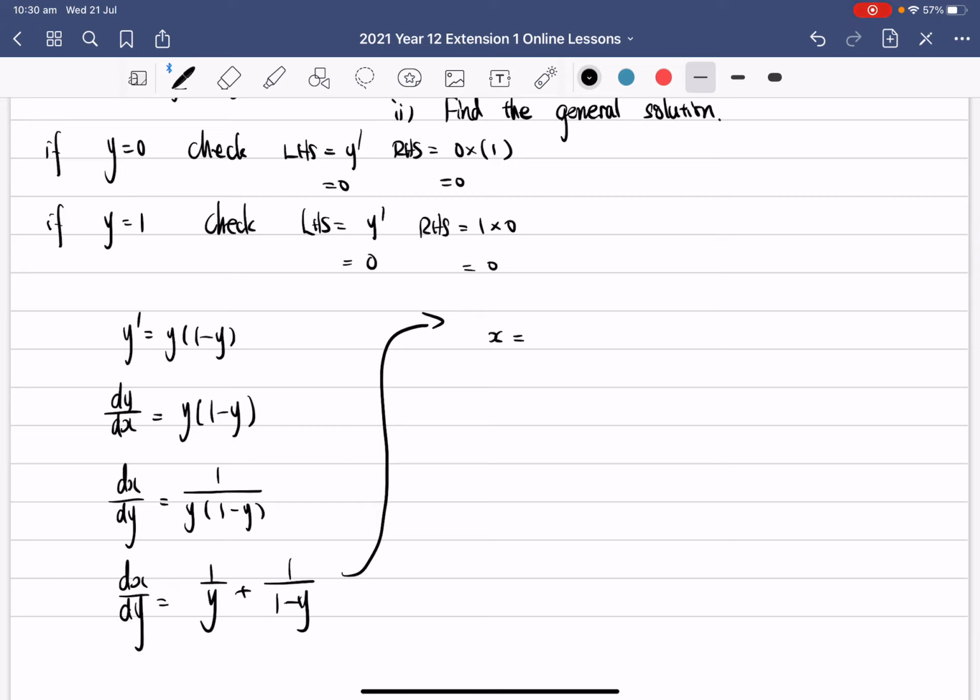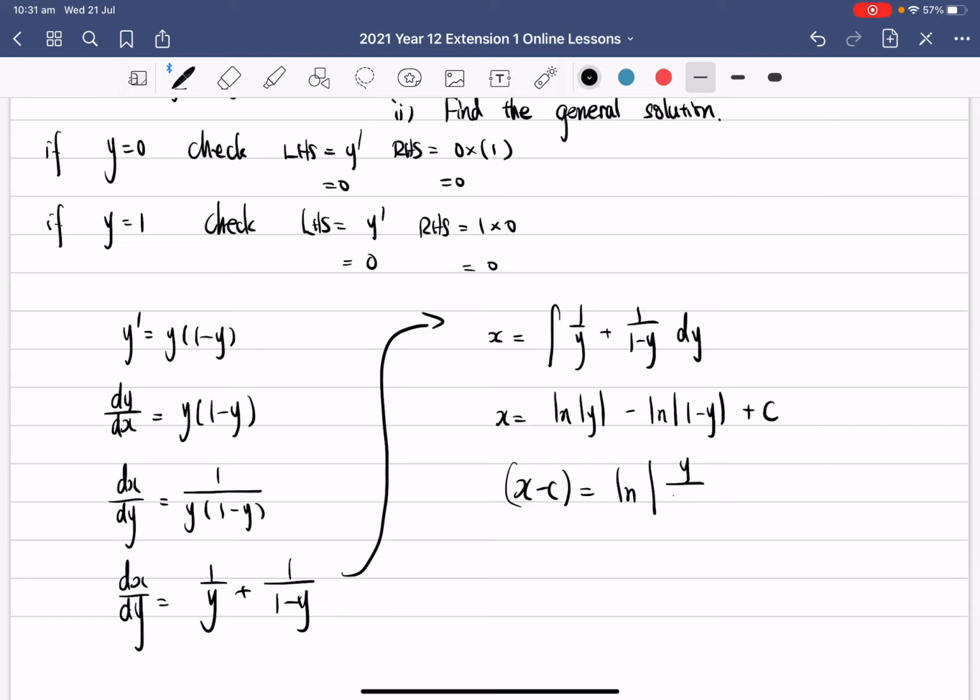So therefore x is equal to, now the reason it's actually called a logistic equation, as you can see here, whenever you start to integrate, you are going to get a logarithm function. Okay, that's probably the reason. All right, ln absolute value y minus ln absolute value 1 minus y plus c. Okay, all right. Still haven't finished it. We need to actually make y the subject. So we'll move the c over. Okay, we combine these two together. Alright, and then we get y over 1 minus y is equal to e to the power of x minus c.